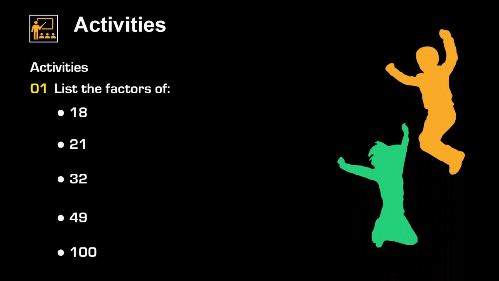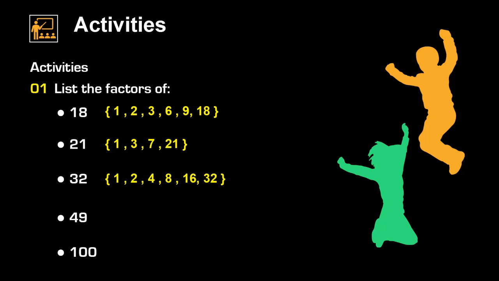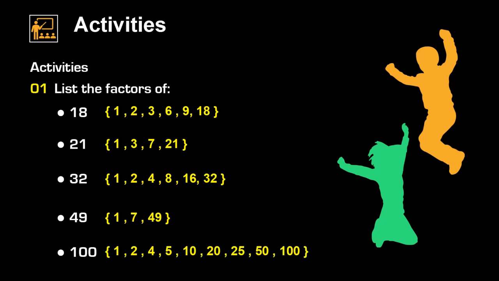So, 18, we've got 1, 2, 3, 6, 9, and 18. And then the factors of 21 is 1, 3, 7, and 21. Factors of 32, 1, 2, 4, 8, 16, 32. Factors of 49 is 1, 7, 49. And then the factors of 100, we have 1, 2, 4, 5, 10, 20, 25, 50, and 100.